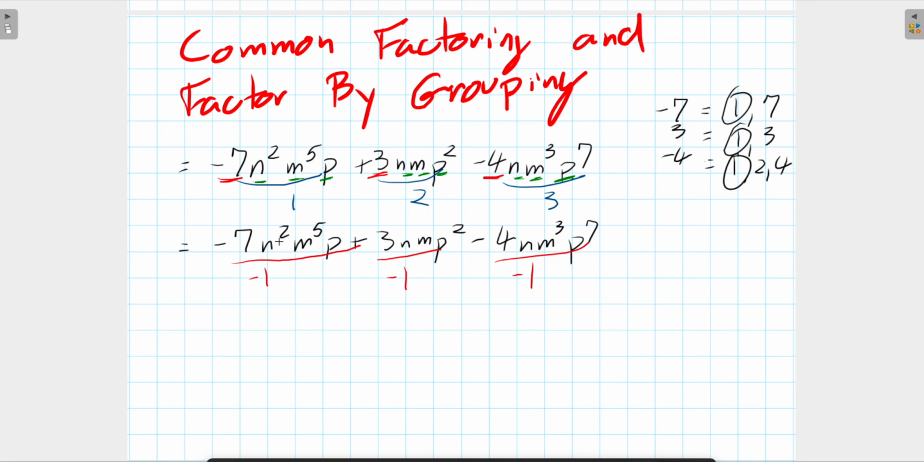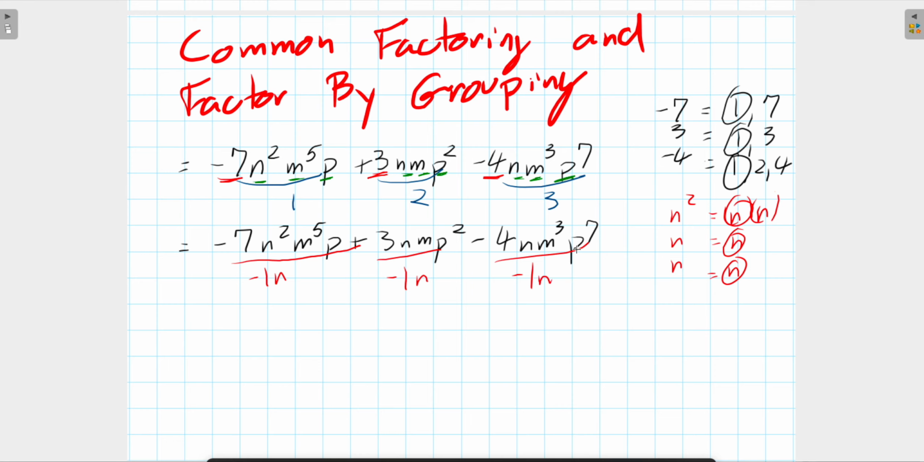When it comes to variables, we're looking for the variable of the lowest value. So think of it like this. I have n squared, I have n, and I have n. To make n squared, I have n times n. To make n, I just have n. In this case, I can only take one n out of all of these. So n to the power of 1, we're just going to write n in this case.